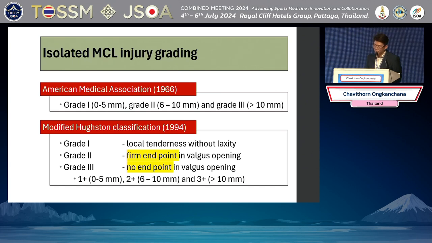Grading for the isolated MCL injury is still used up to this day. The first is the AMA classification, which grades the MCL by the amount of valgus gap in 30-degree knee flexion, followed by the Houston classification, which helps reduce the ambiguity between grade 2 and grade 3 by dividing the endpoint and subclassifying the grade 3 injury into 3 subtypes according to the laxity of the AMA classification.